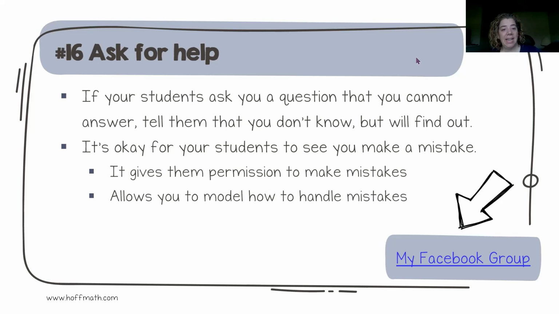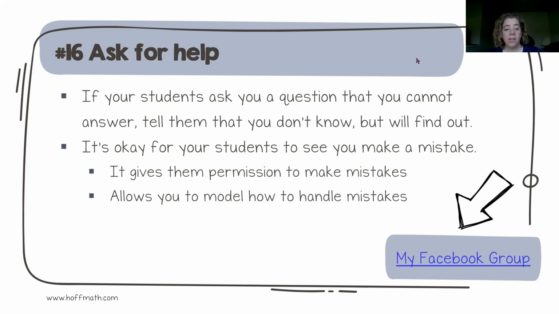Tip number 16, ask for help. You're going to run into cases, especially at the beginning of your time teaching a particular course, where your students will ask you a question and you cannot answer. Tell them that you don't know. Be honest with them and tell them you will find out. The more you teach a course, the less often that's going to happen. I know it can be embarrassing, but it's how you learn. Be open and honest with your students, because if you try to fiddle your way through it and lie to them, they're going to see right through that.